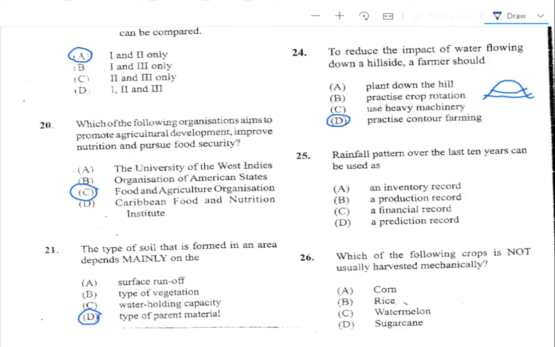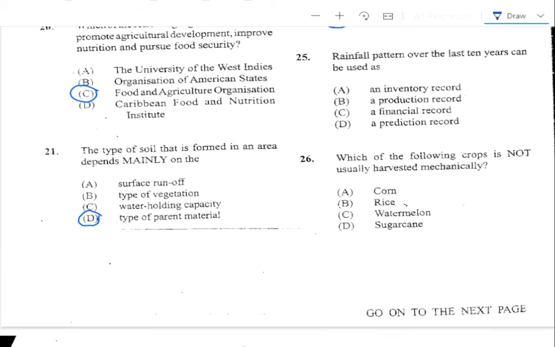Alright, question number 25. Rainfall pattern over the last 10 years can be used as A. an inventory record, B. a production record, C. a financial record, D. a prediction record. The answer is D, a prediction record.